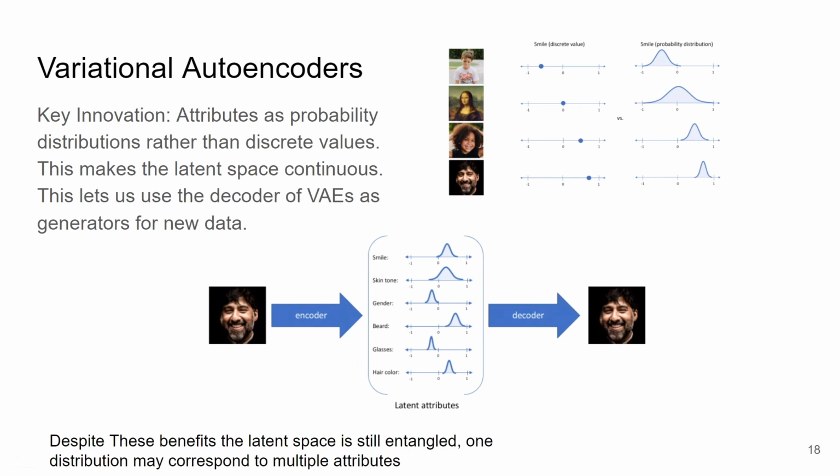Now, this is where things get fun. The key innovation here is that attributes are now, instead of being discrete values, probability distributions. And this is what makes this so powerful. It makes it so the latent space is continuous, and it lets us use the decoder as a generator for new data. So now, instead of having a discrete value for the smile, like we did before in the normal autoencoders, we're using probability distributions to represent this. And now the latent space is continuous.